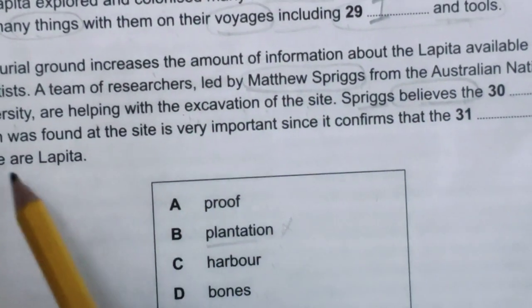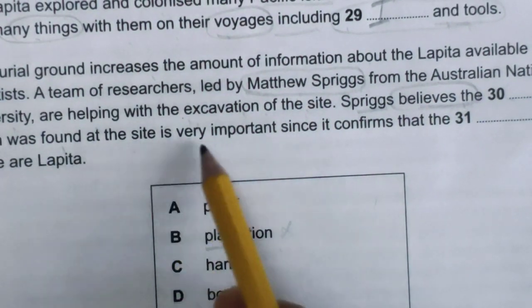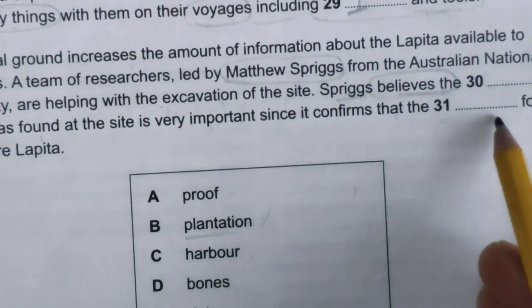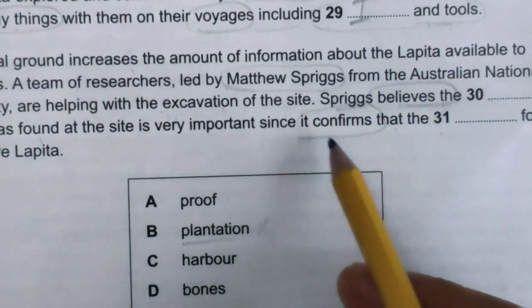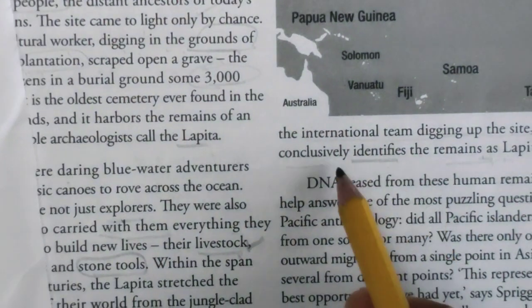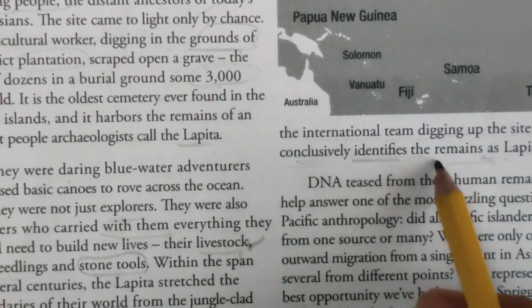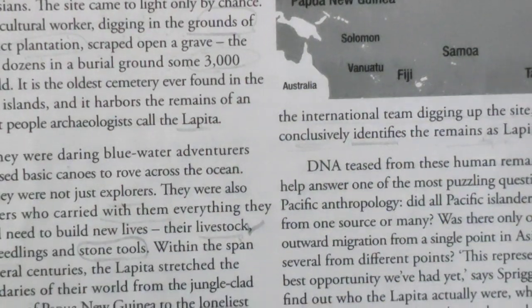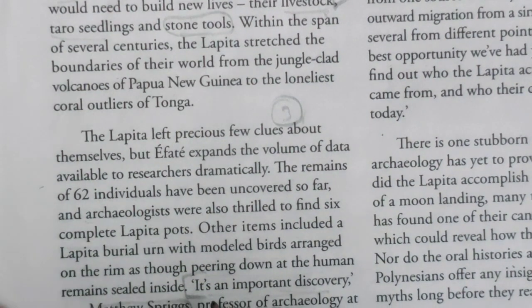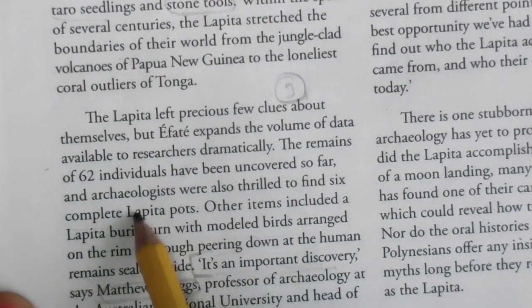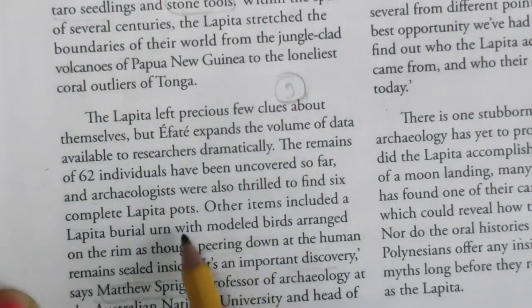Spriggs believes the which was found at the site is very important. Okay, is very important. It confirms that. Okay, it confirms that. So that is the last line they are saying. Conclusively, for it conclusively identifies the remains as Lapita. Okay, so I have to read it a little upper side. Okay, so believes which was found at the site. Where is site?